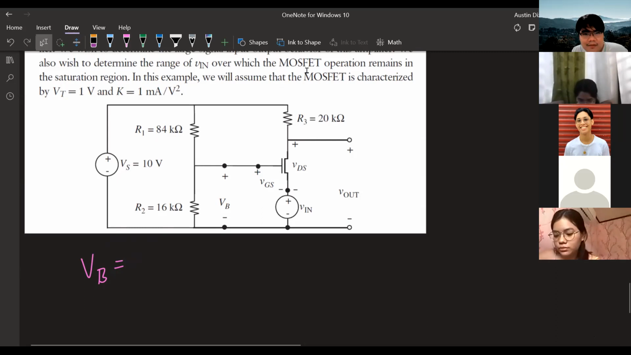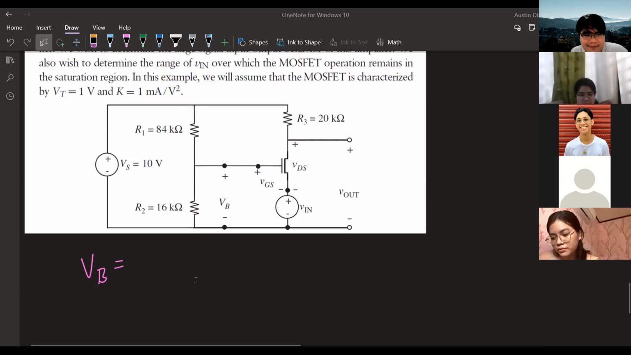Sir, ino-node analysis po siya. Pwede, pero parang overkill yung node analysis din. Evo voltage divider po, sir. Okay, sige. Ano yung voltage divider?